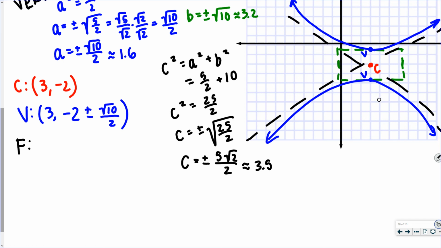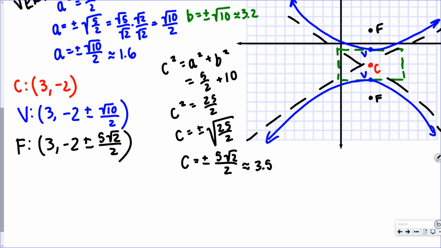Okay, so the foci would be 3, -2, plus or minus 5 root 2 over 2. So guys, if you're noticing these patterns, the vertex and foci look very similar to the center. It's just plus or minus c or a, depending on what you're finding, right? You just need exact answers.